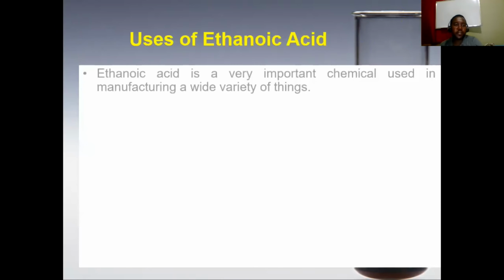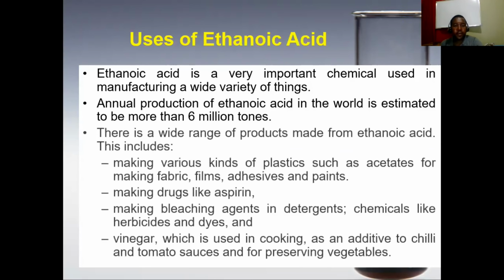All right, so uses. These acids are very important in manufacturing a wide variety of things. They are used in making various types of plastics, fabrics, films or paint. They're used in drugs like aspirin. They are bleaching agents, used in detergent, and vinegar, which is used in cooking. Right? So those are important uses of carboxylic acids.